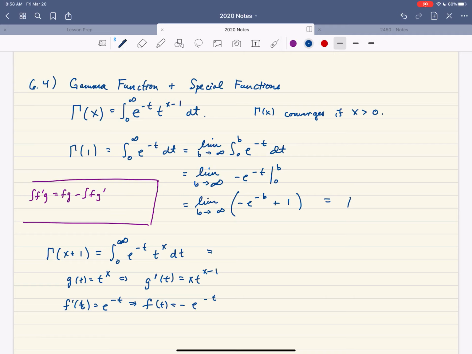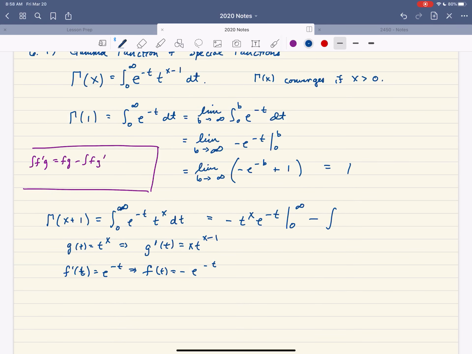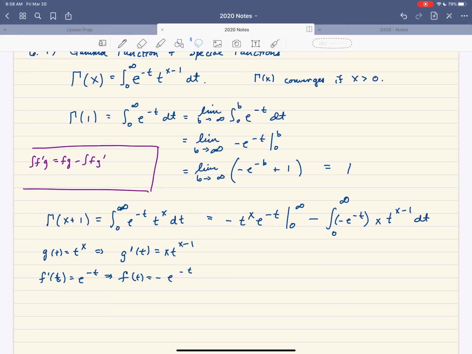And so altogether, the integral of f times g is negative t to the x e to the negative t, going from 0 to infinity, minus the integral of f g prime, which is negative e to the negative t, and then g prime is x t to the x minus 1 dt. Again, this is not a substitution, so the bounds stay the same. And again, let me just wall off our substitution that we're making here. So this is going to be our new integral that we'll have to deal with.